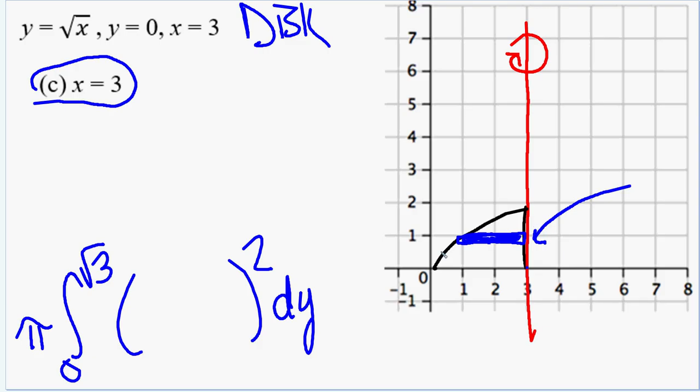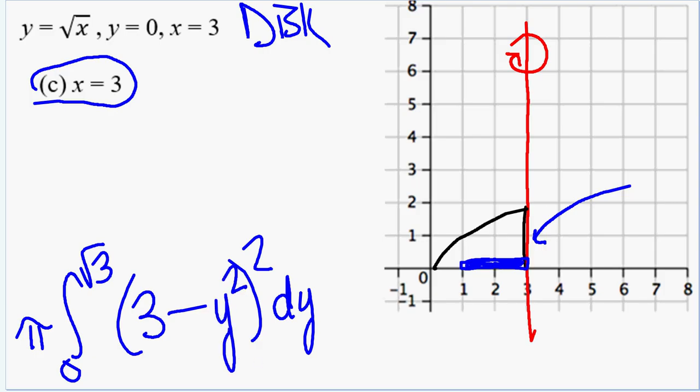So here's my thought process on that. If I'm down here, the longest my rectangle can ever be, or the farthest I can ever be from my axis of rotation, is this point right here, and that is 3 units away from my axis of rotation. So we're going to have 3 minus, and then we're going to plug in the function y squared.